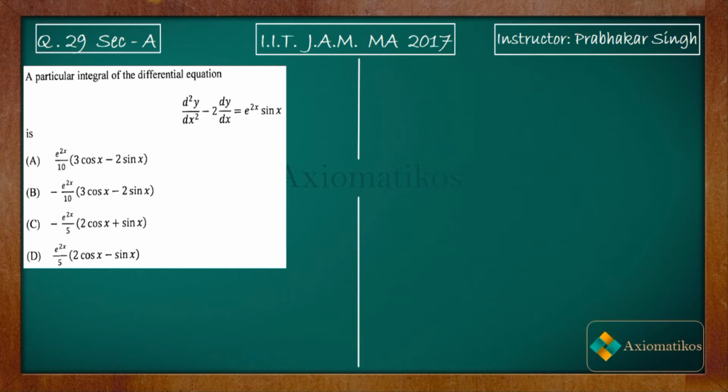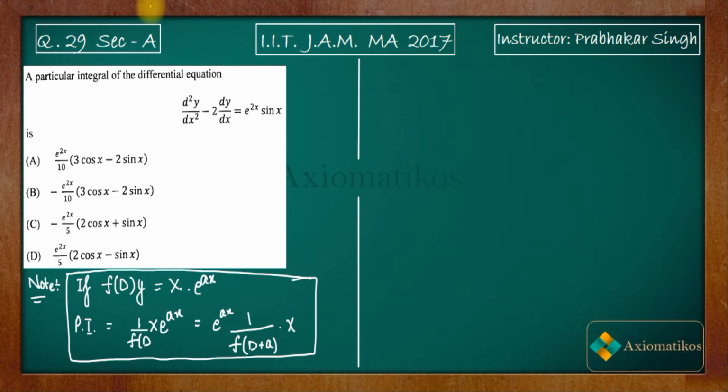Have a look at this note. It tells us that if f(D) y = X e^(ax) is our differential equation, then the particular integral is given by e^(ax) times 1 over f(D + a) of X, provided that on putting D + a we have a non-zero result. Now let us move to this problem.